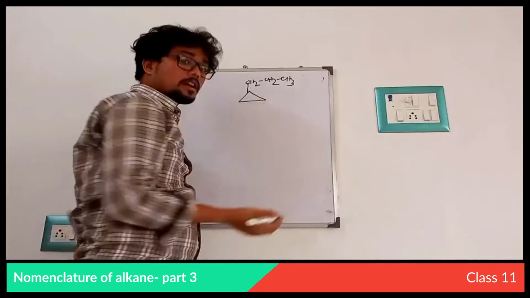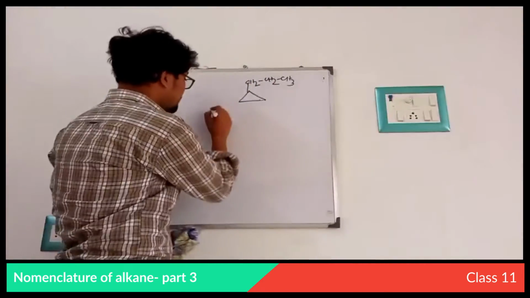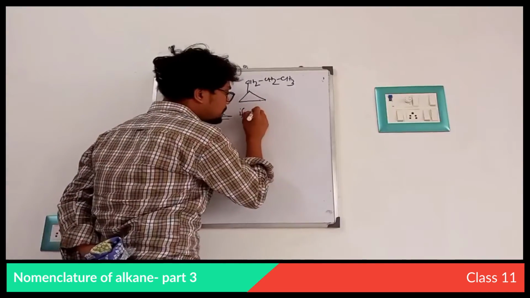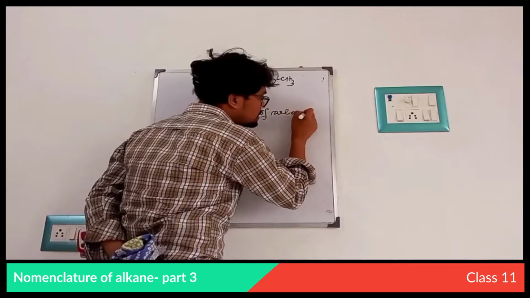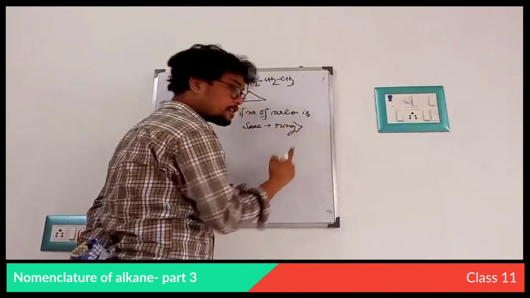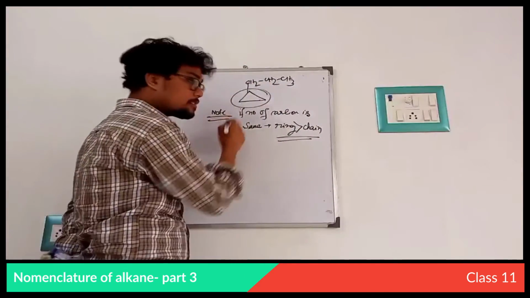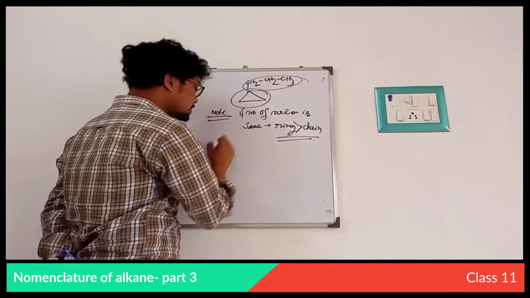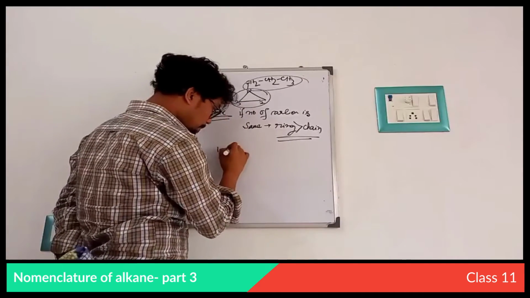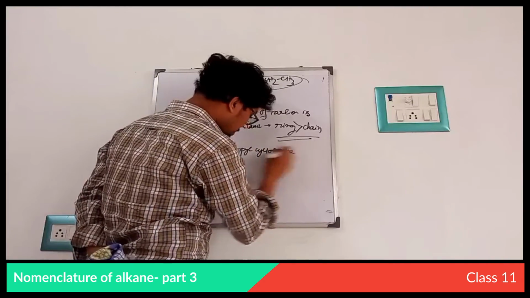So in this case, how do you select whether this one is the substituent or this one is the substituent? Here is another note, write a note. If the number of carbons is the same, then ring is more preferred than chain. So in this case, this is the chain and this is the substituent. So the name is 1-propylcyclopropane. Got it?